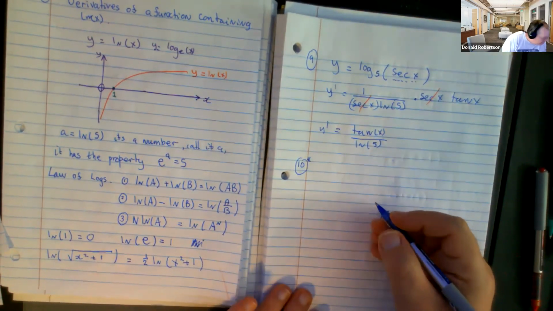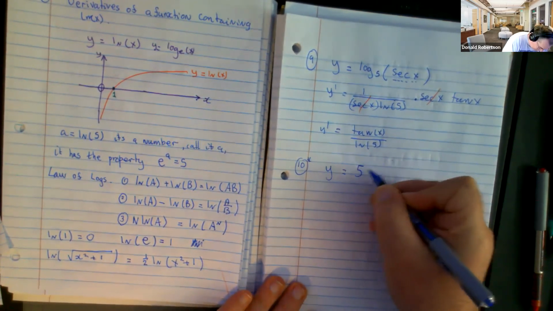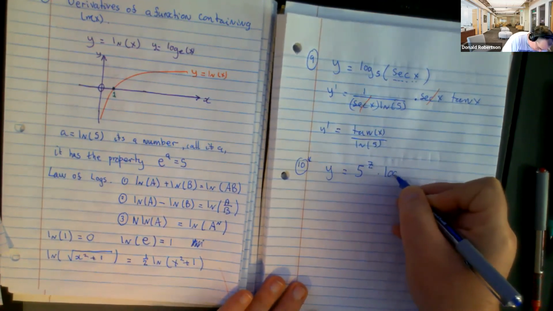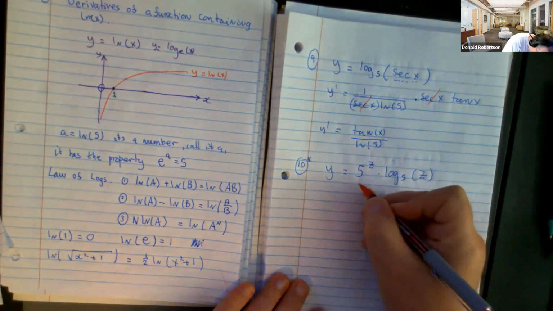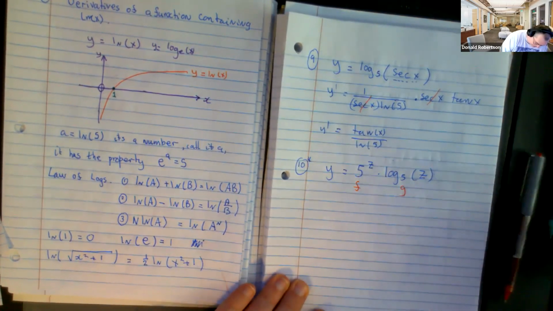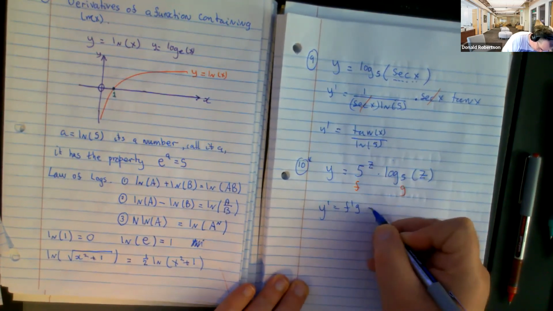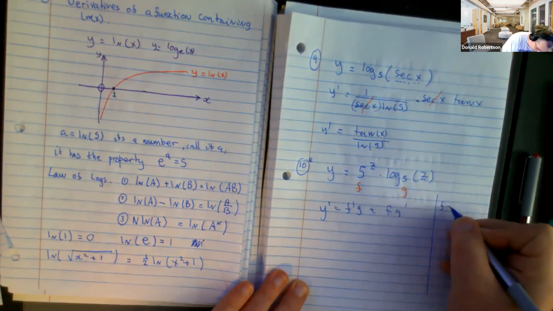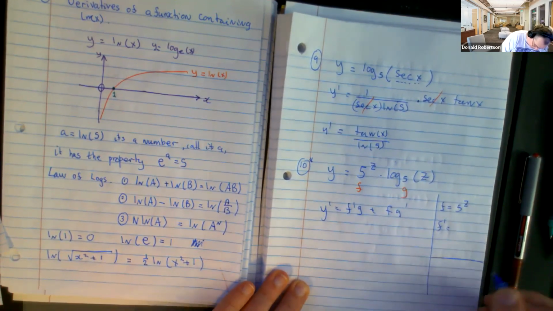Question 10. Oh, okay. 5 to the z times the log to the base 5 of z? Oh, I like that question. Make this f, make this g. This is going to be a product rule. But it's a slightly ugly one, so I'll do them at the side.